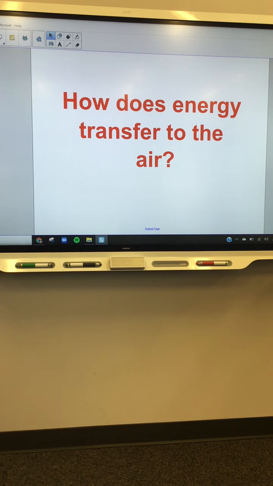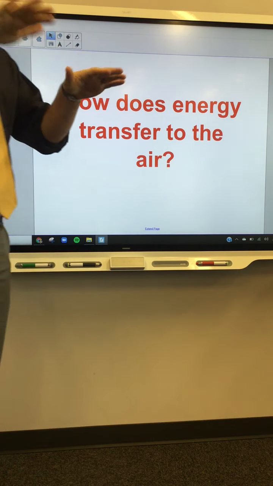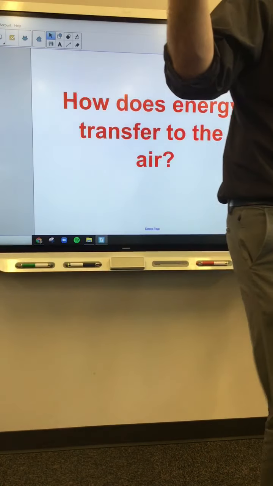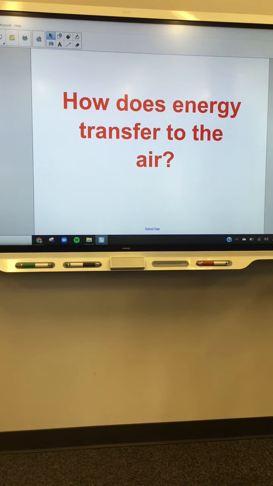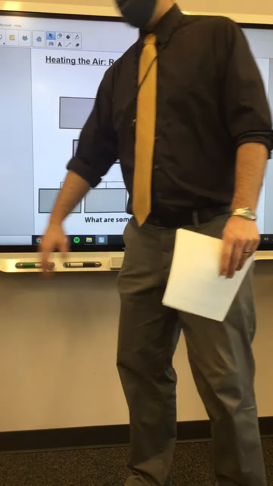Well, ultimately everything's trying to become the same. So when something that has a higher energy is transferring its energy to something else it's touching, it's trying to transfer just enough energy so that those 2 things have the same amount. It's a fancy word we call equilibrium. And so ultimately that's what's trying to happen.